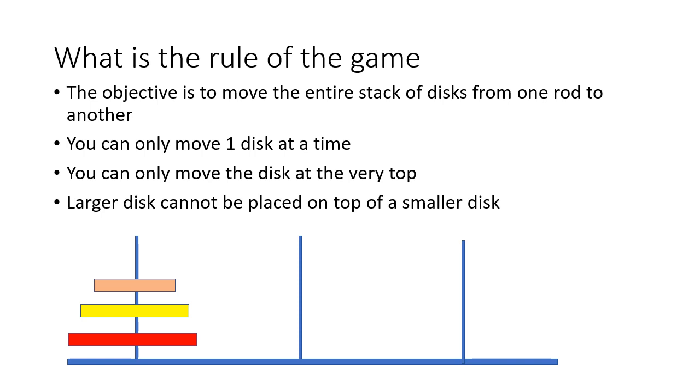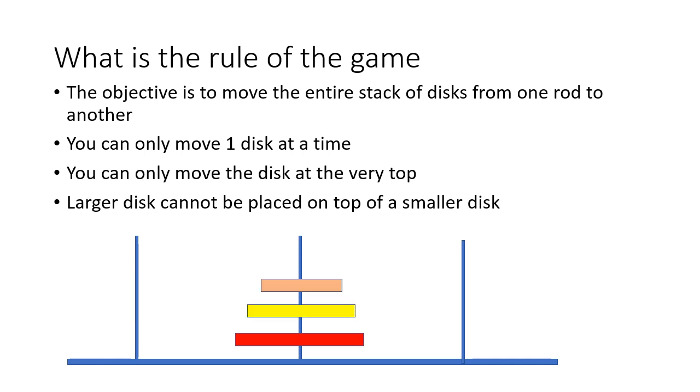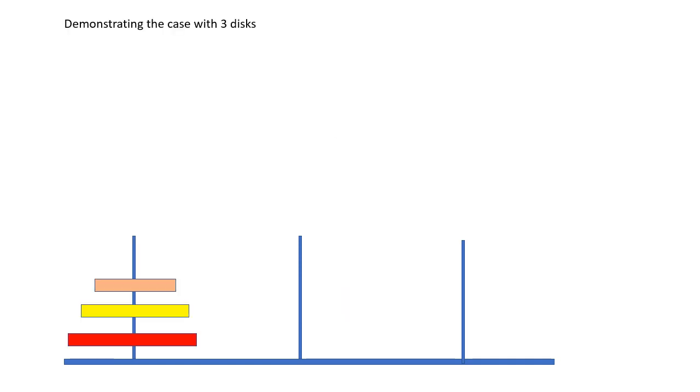The objective of the Tower of Hanoi is to move the entire stack of disks from one rod to another. However, you can only move one disk at a time, and you can only move the disk at the very top. A large disk cannot be placed on top of a small disk. Now I'll show you the animation of the solution to the Tower of Hanoi with 3 disks.